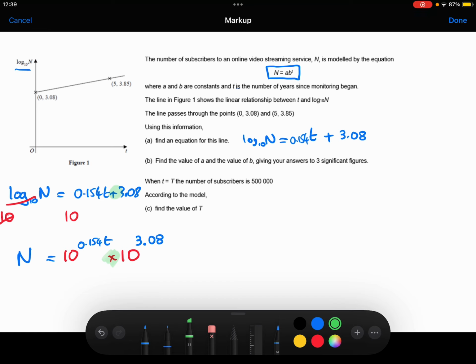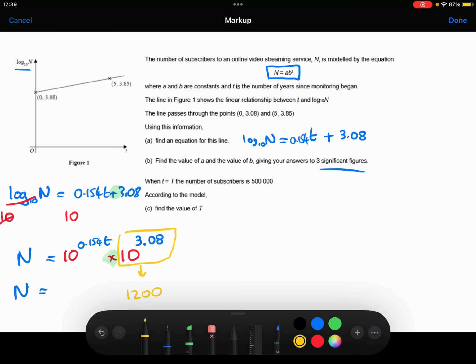So what we can do now is actually work out what is 10 to the power of 3.08. So I'm going to put that in my calculator. 10 to the power of 3.08. I get 1,202 to 3 significant figures. That's going to be 1,200.